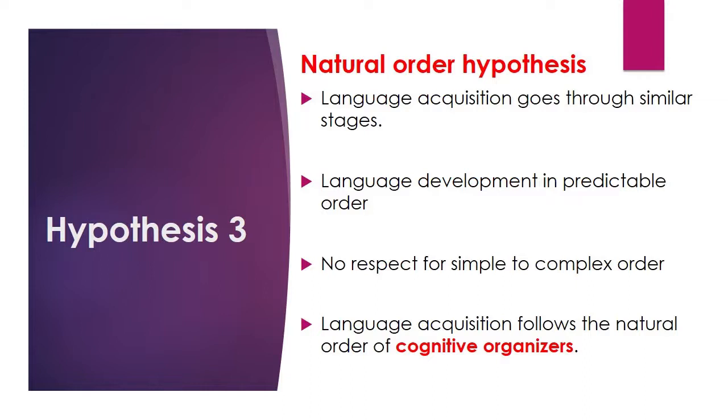This means that learners will acquire the present continuous, which is a complex form, before they acquire the simple present, which is a simple form, even if the simple present was taught and presented first in the classroom. Krashen attributed this natural order to the cognitive organizers, which are responsible for processing and organizing the language system. In what follows, we'll have a look at some examples of this natural order.